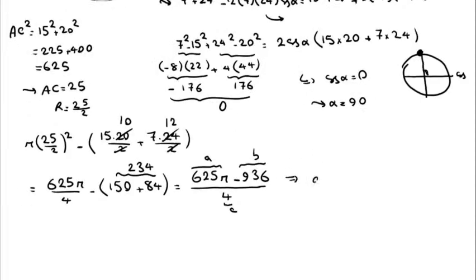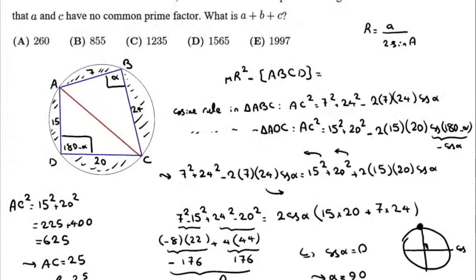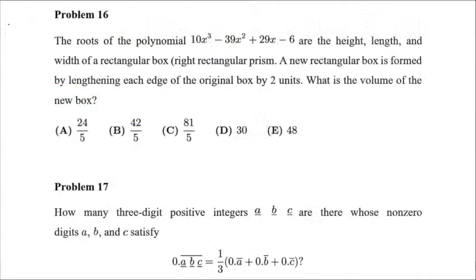So a plus b plus c, let's see, it is 625 plus 9, 36, plus 4. So 4 plus 6, 10, 15, we have 1, it will be 6, so it will be 15, 65. So let's see, 15, 65. The choice is D.